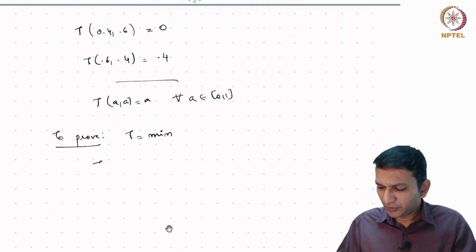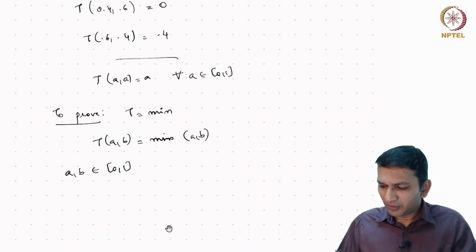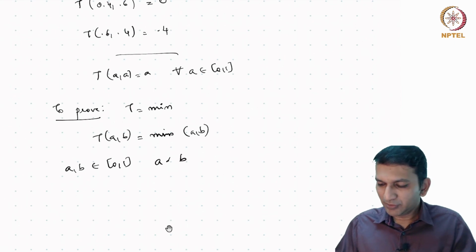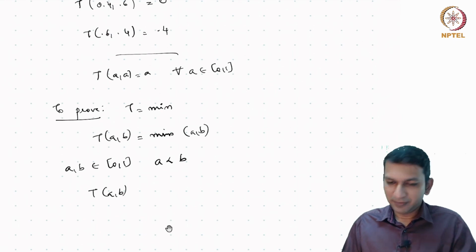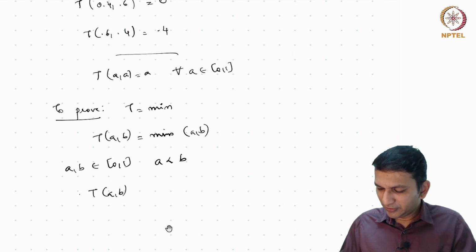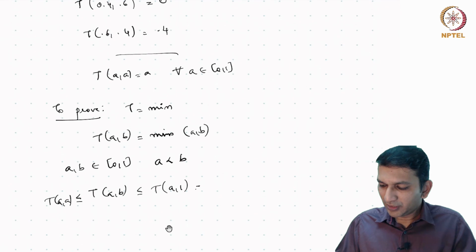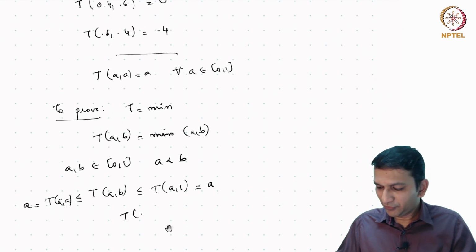That means we need to show that for any a, b, t(a, b) is actually min(a, b). So let's consider arbitrarily 2 values from [0, 1]. Now, we know that [0, 1] is a totally ordered set, which means there is always an ordering between a and b. Let's assume that a is strictly less than b. Now, what could be the value of t(a, b)? By monotonicity, this is greater than or equal to t(a, a). Once again by monotonicity, this is smaller than or equal to t(a, 1). But t(a, 1), because 1 is the identity, is actually a, and by idempotence we see that t(a, a) is also a, which means t(a, b) is sandwiched between a on either side, so t(a, b) is a.